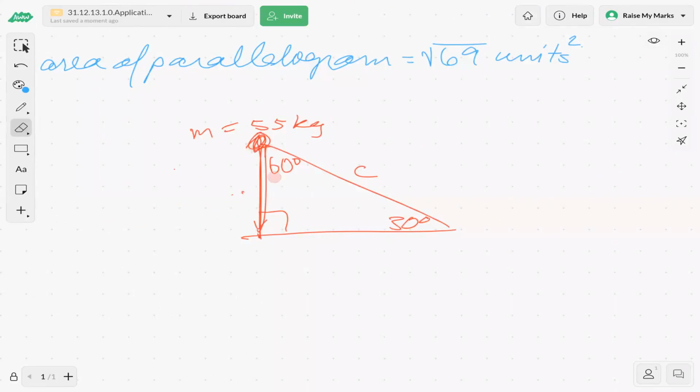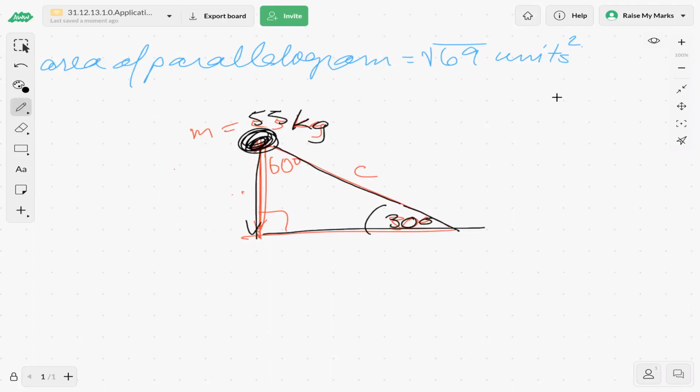It looks like we have our boulder at the top. That's our 55-gram boulder. And we have our incline that it's rolling down and the angle of 30 degrees that it makes with the horizontal. So we have some sort of right angle triangle here. The sum of the angles in the triangle is 180, so we know this third angle is 60 degrees. We have the mass of our boulder.